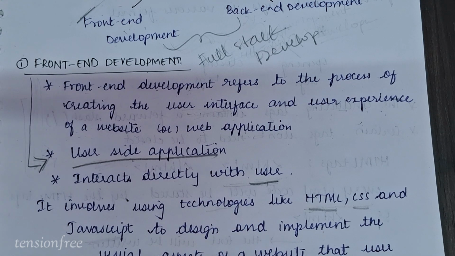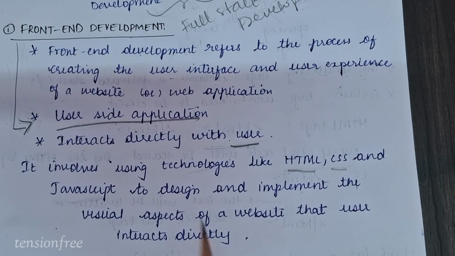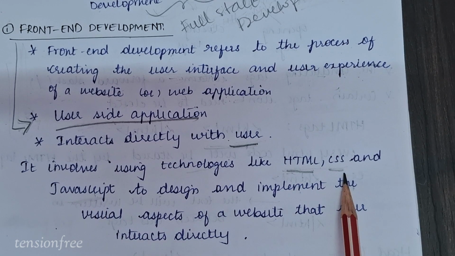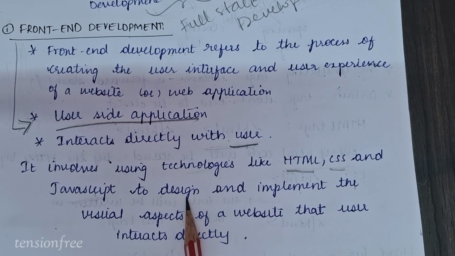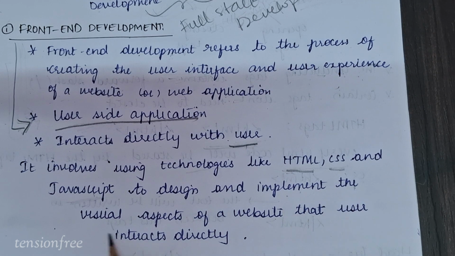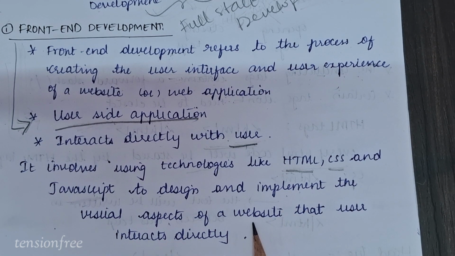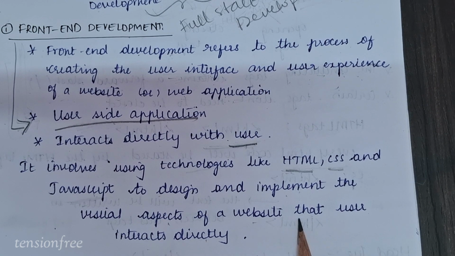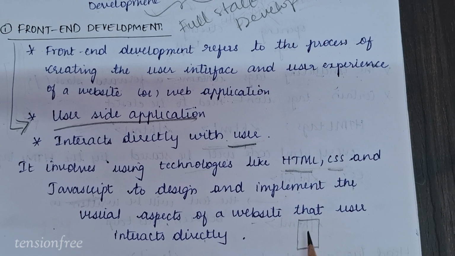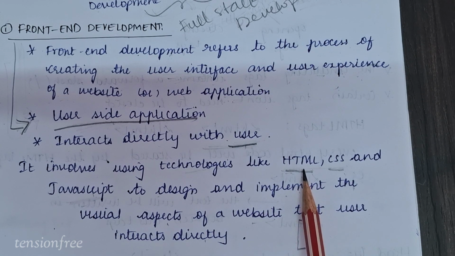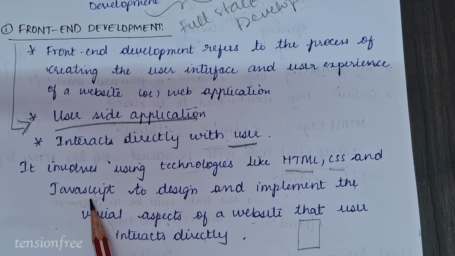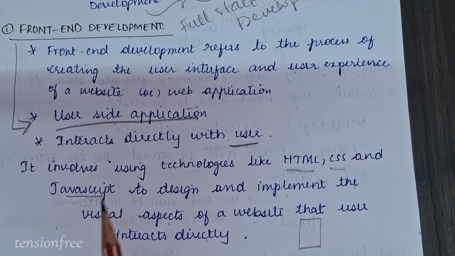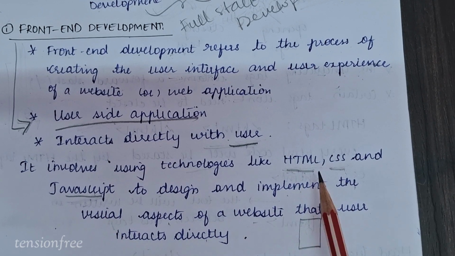There are a few technologies used in front-end development. Those are HTML, CSS and JavaScript. By using these technologies, we can design and implement the visual aspect of the website that the user interacts with directly. Whatever the user sees visually in the website, we can implement using HTML, CSS and JavaScript. We will be discussing HTML, CSS and JavaScript in further videos. Now let's get into this video.